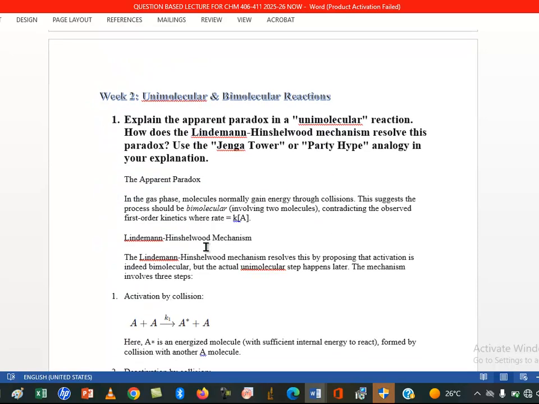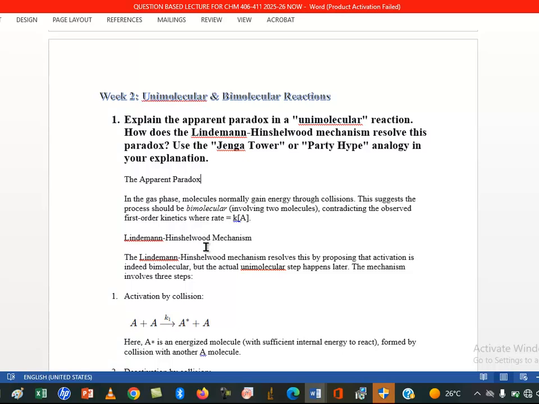Now to week 2, here we'll be looking at unimolecular and bimolecular reactions. So the first question here goes thus: explain the apparent paradox in a unimolecular reaction. How does the Lindemann-Hinshelwood mechanism solve this paradox? Use the Jenga tower or party hype analogy in your explanation.